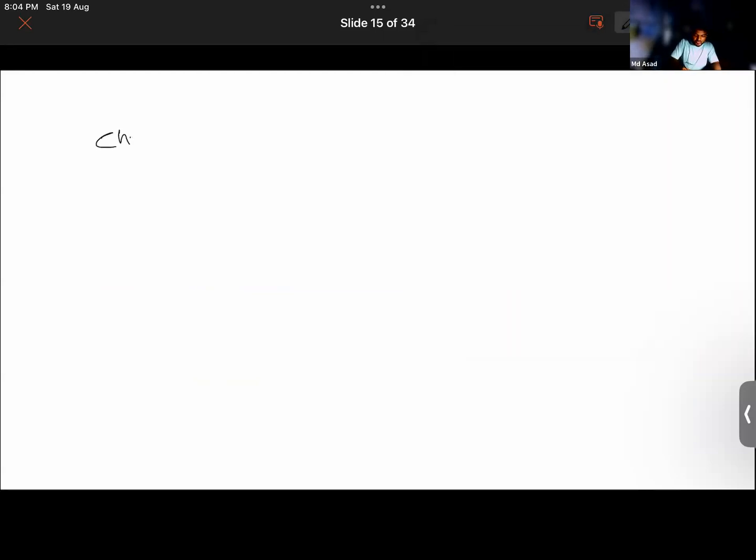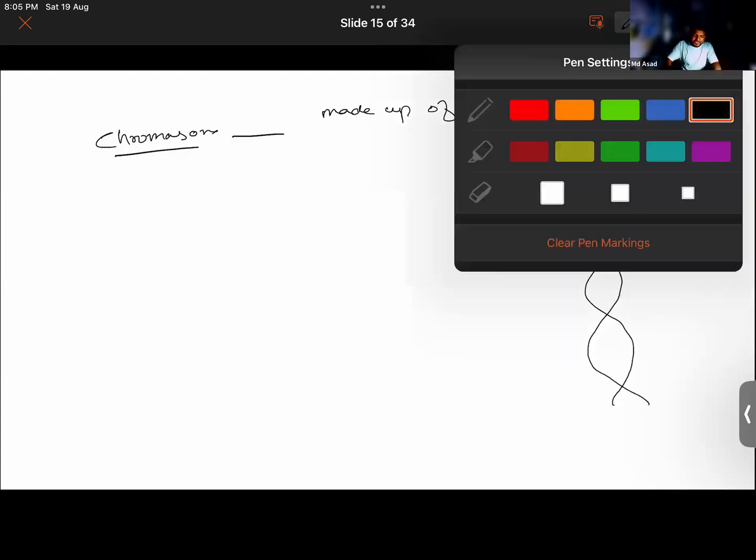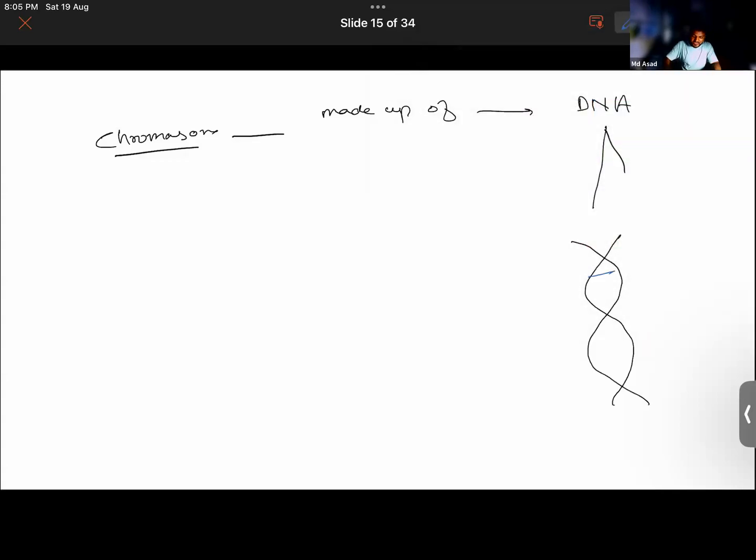The chromosomes that we talked about just now are made up of what? The DNA. And DNA somewhat looks like this. The structure of the DNA molecule looks like this. And if you take out segments out of it, make segments out of it, that will basically be called a gene.